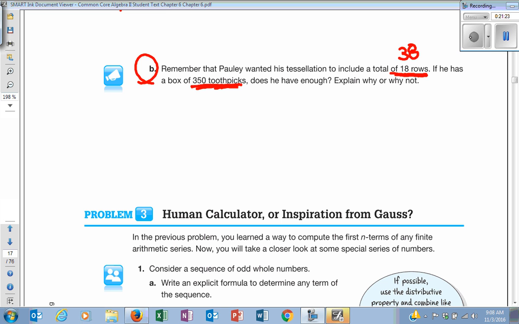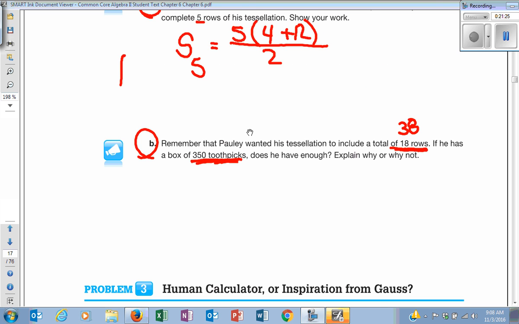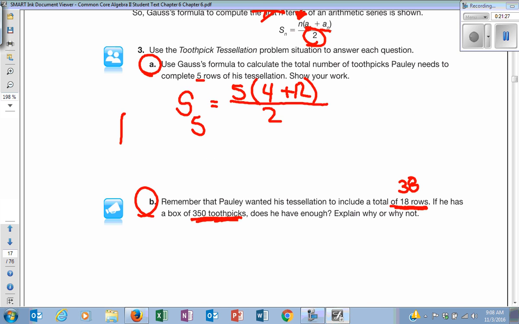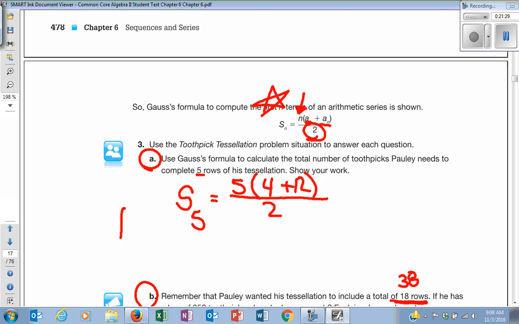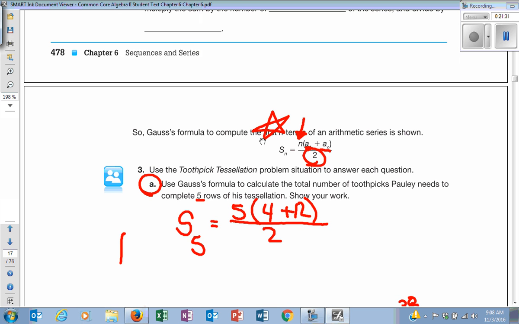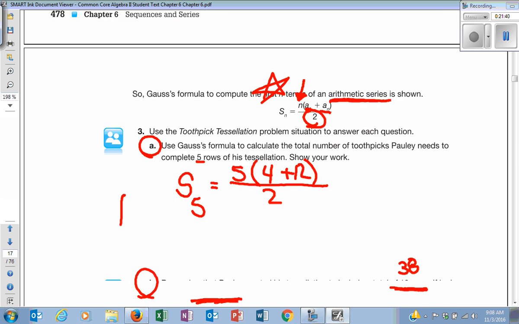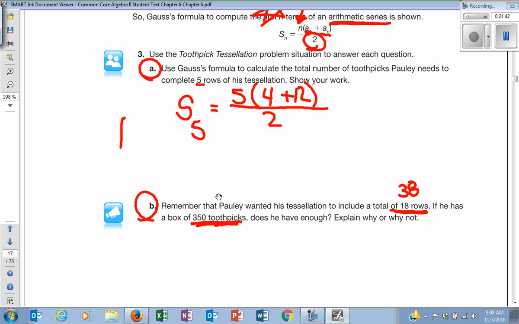And one thing I want to make sure that we understand is this is summation, and Gauss's formula is only going to work in arithmetic. So it only works in arithmetic series. This does not work for geometric. We will study those in 6.3, which will be tomorrow, but this only works for arithmetic sequences.